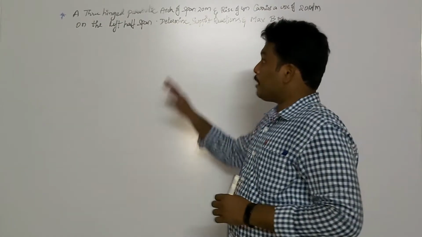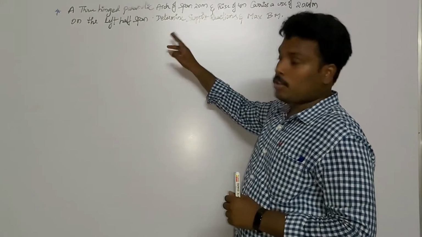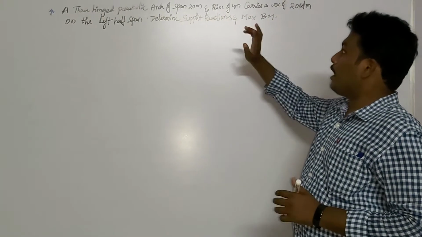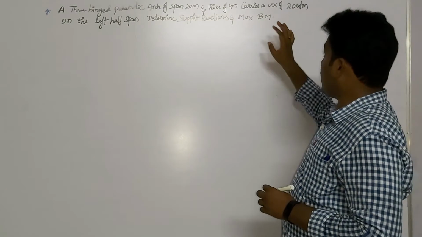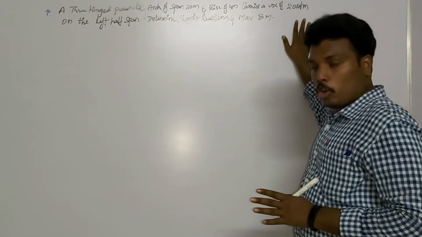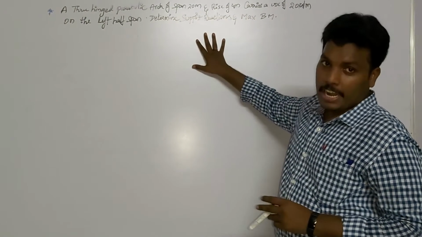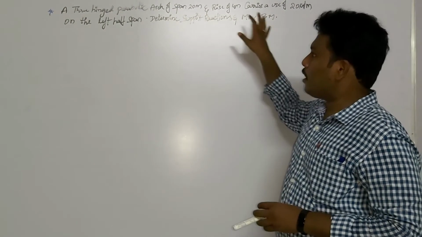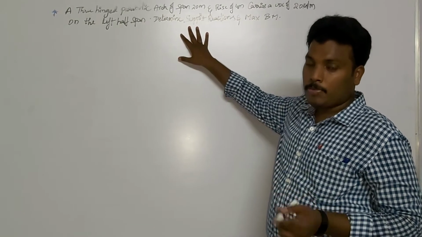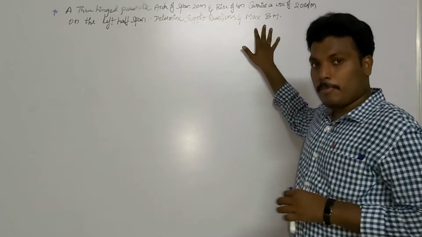Next problem. A 3-hinged parabolic arch of span 20 meters and rise 4 meters which carries a UDL of 20 kN per meter over the left half span. Determine the support reactions and the maximum bending moment. ఇప్పటిదాకా మనం support reactions మాత్రమే చూసాం. With that we are adding the maximum bending moment also.